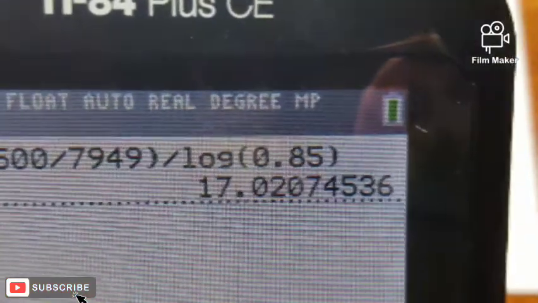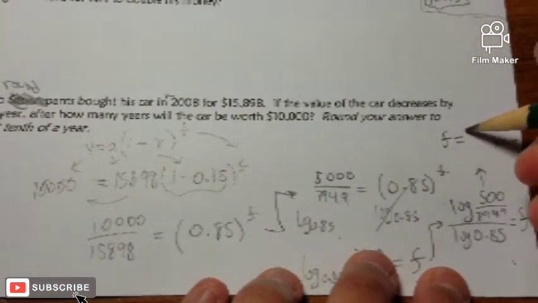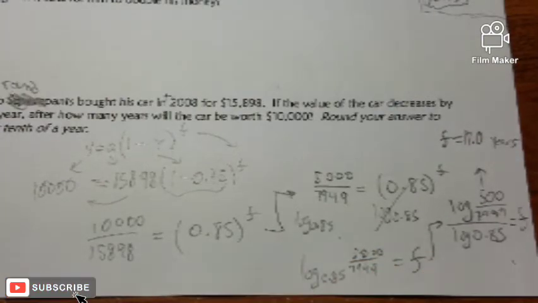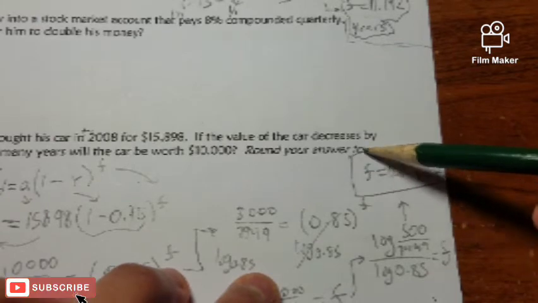So now, obviously, what do we need to round to? The tenth. So 17 is basically your answer. And because this is tenth, we're going to put that 17.0 there. So right here. Final answer.